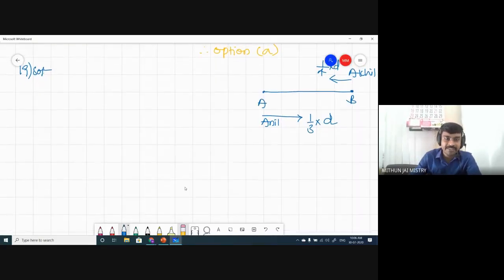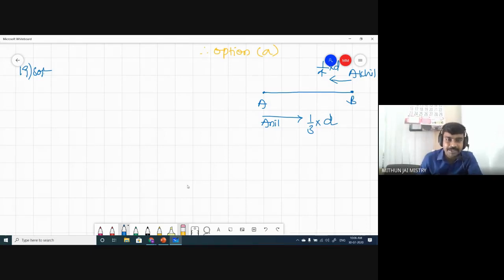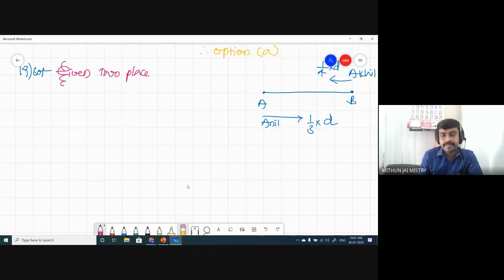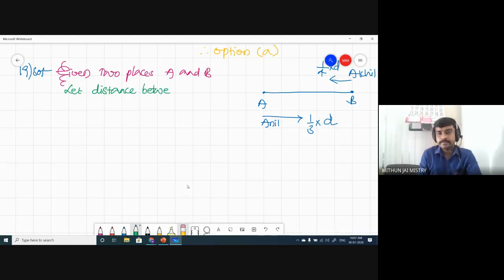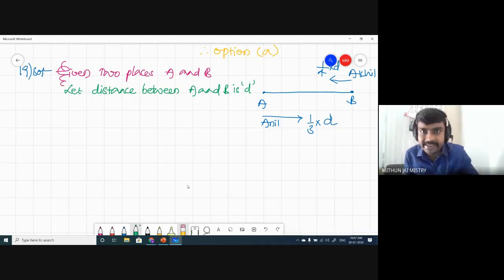First, let us write whatever we understood, and then if required, we will read the question again. Here we will write given: two places A and B. Now let me write: let the distance between A and B be some small d. We don't know what the distance is, we have to find that, so we will assume it as some d.